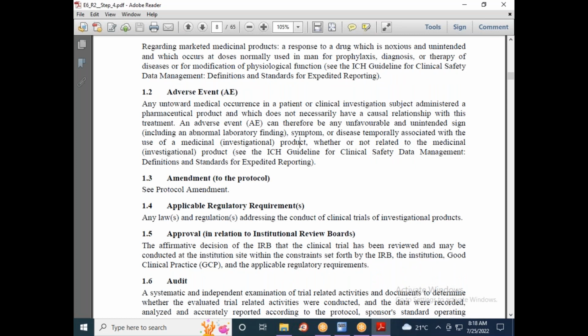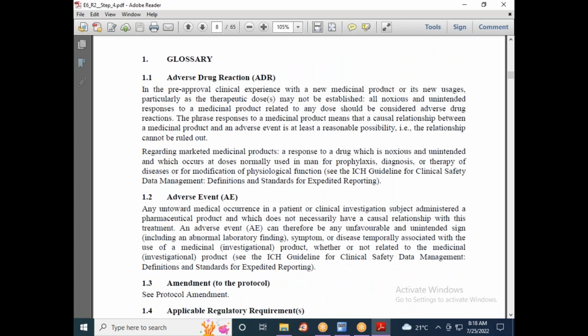Right. So now you can see, they don't know how the process works. Now you can see the first one, adverse drug reaction, ADR.